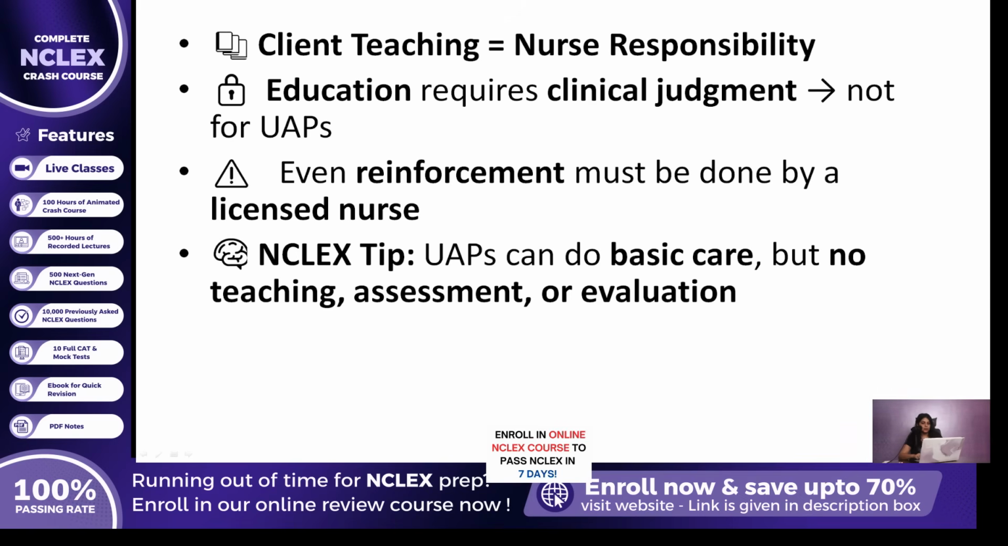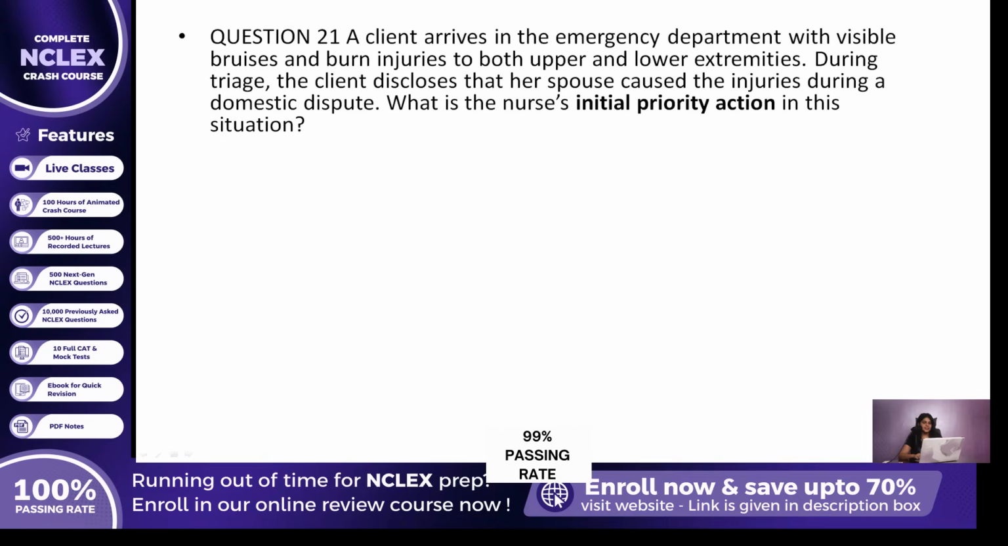Let us now examine question 21, which addresses the initial nursing response to suspected abuse. A client arrives at the emergency department with visible bruises and burns and discloses that her spouse caused the injuries during a domestic dispute. What is the nurse's initial priority action? Here are the options. A.